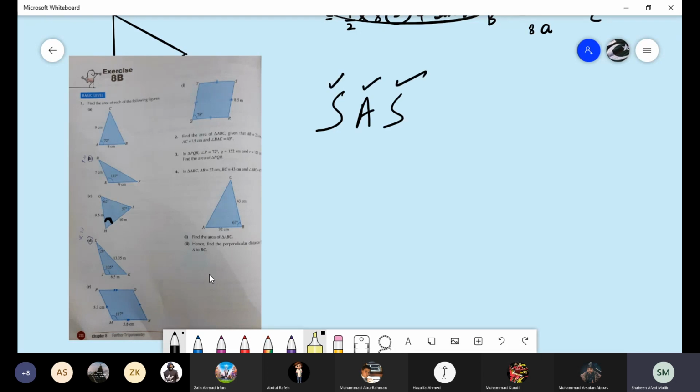SAS: you can only find the area of the triangle if you have a side, the angle between, and the other side. Otherwise, no way. If these two sides are given, 9.5 and 10, but the included angle is missing, you cannot find the area. To find the included angle, first add the angles, 62 plus 57 plus angle H, and keep them equal to 180. We did this yesterday. Its value comes to 61 point something.